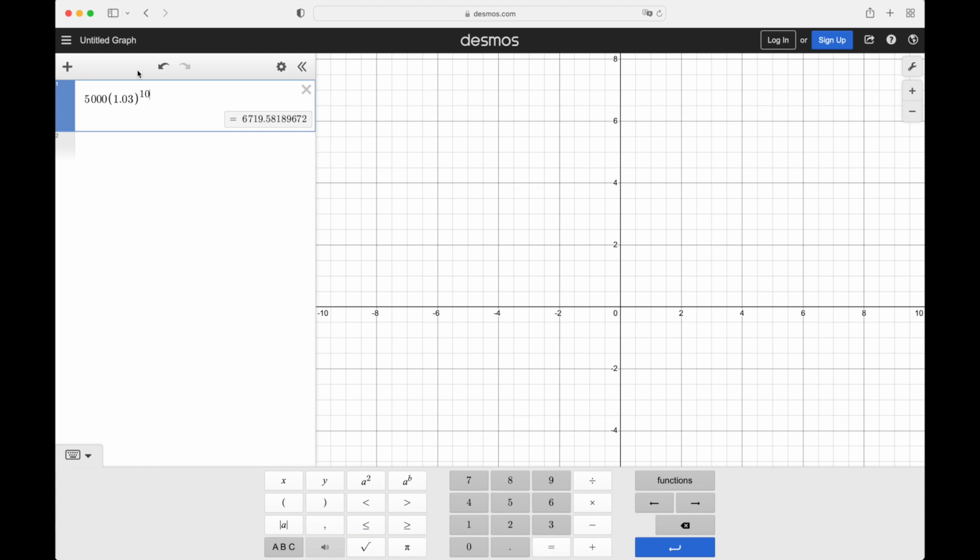6,719 number. So that means in 10 years, at a 3% inflation rate, a $5,000 account, you would need to add $1,719 to it, because a $5,000 value would now have to be $6,719 to have the same buying power as it did 10 years ago.